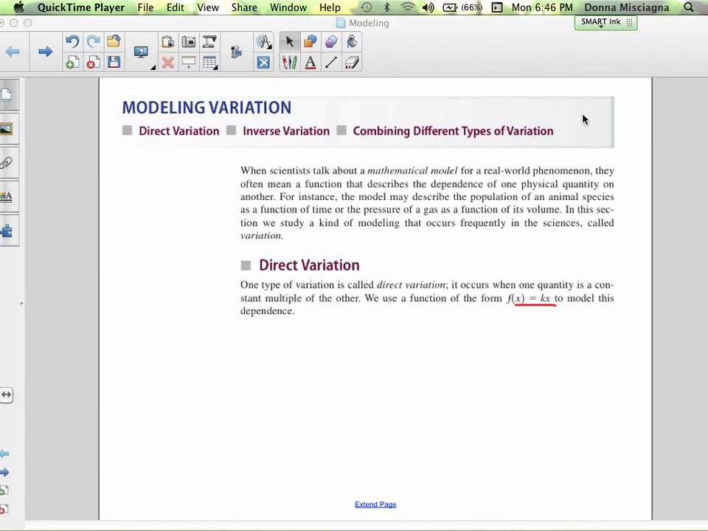The first type of variation we're going to look at is direct variation. One type of variation is called direct variation. It occurs when one quantity is a constant multiple of the other. We use a function of the form f of x equals kx to model this dependence. So notice our equation there. It should remind you of one of the functions that we've studied. In this situation, we have our two variables, f of x, or y, and x. And k is not a variable, it's a constant. It's the relationship between the two variables.